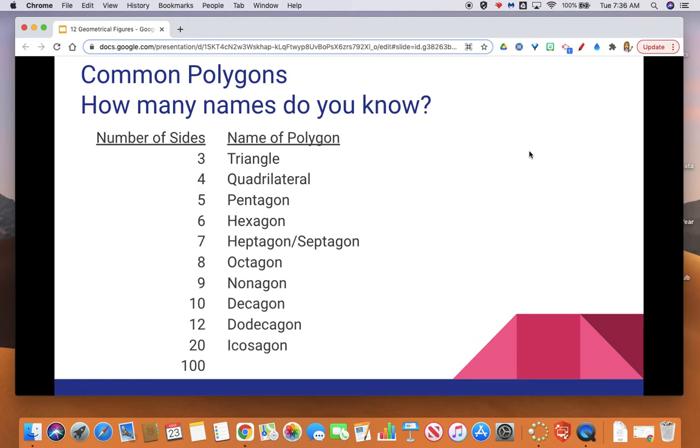20 sides, I'm going to say this wrong, icosagon. I might have said that wrong. And 100 sides, hectagon. An n-sided polygon would be called an n-gon. So we could put any number there and just call it a 77-sided polygon, 77-gon.